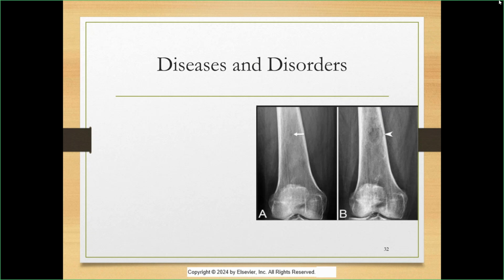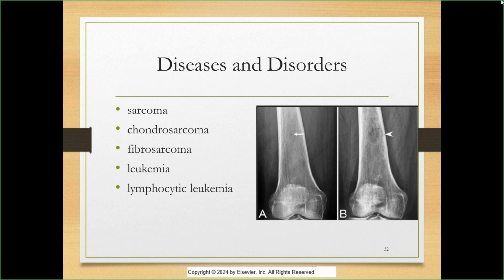Sarcomas are cancers that arise from connective tissue. Chondrosarcomas are composed of masses of cartilage. Fibrosarcoma is a malignant tumor that contains much fibrous tissue. Leukemia is a chronic or acute disease of the blood-forming tissues in the bone marrow. Lymphocytic leukemia involves bone marrow that normally forms lymphocytes. Myelogenous leukemia involves bone marrow that forms red blood cells. Multiple myeloma is characterized by the presence of many tumor masses in the bone.